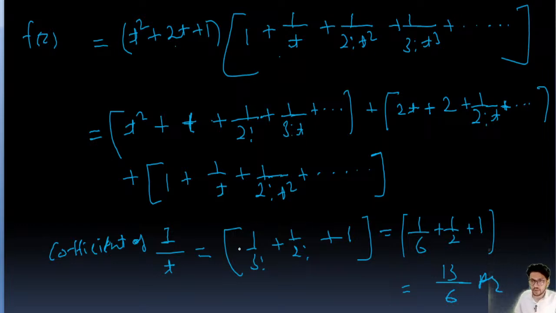So the residue of this, the coefficient of 1 upon t, or we can say the coefficient of 1 upon z minus 1, right? Because z minus 1 equals t. So this answer, 13 upon 6, is the answer. Okay, next point.